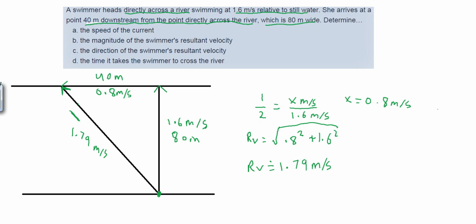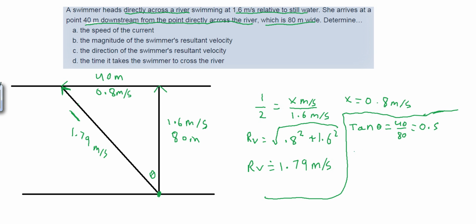Okay, now we need to figure out the direction of the swimmer's resultant velocity. So this is the direction here. We're trying to figure out this angle theta. So I can say tan of theta equals 40 over 80, which equals 0.5.